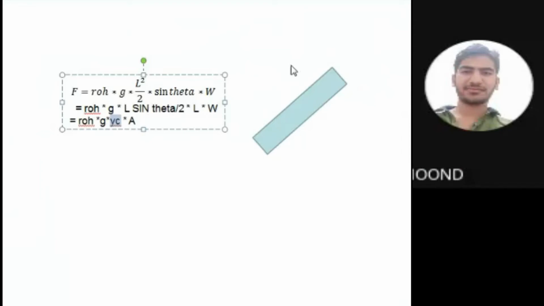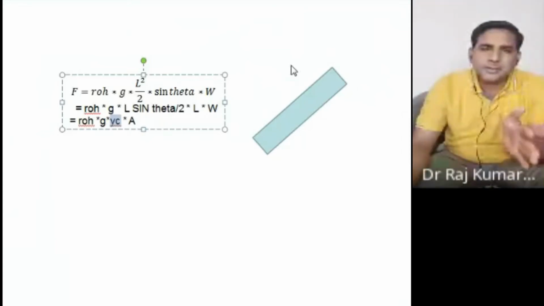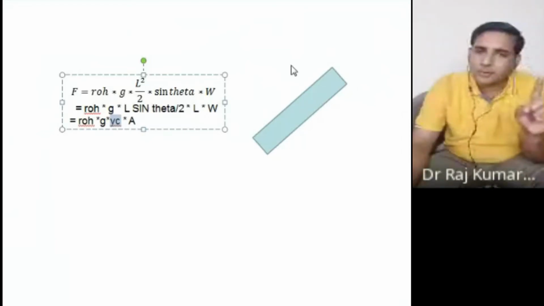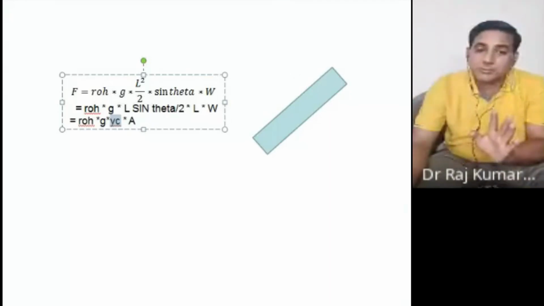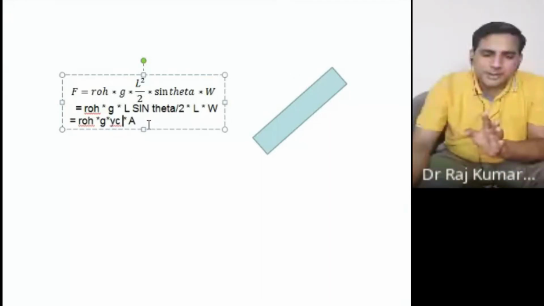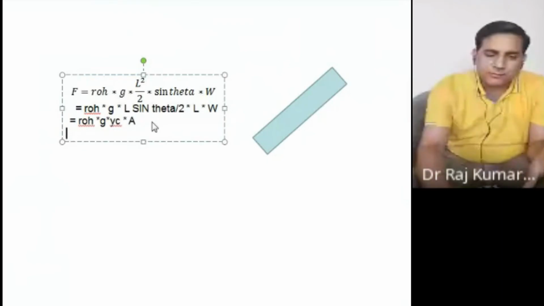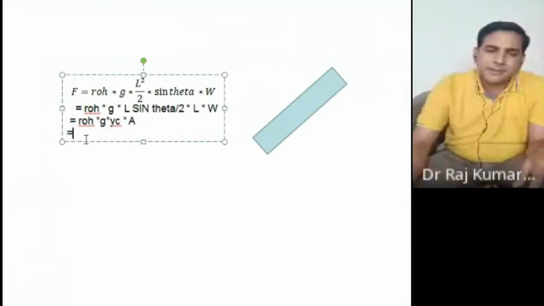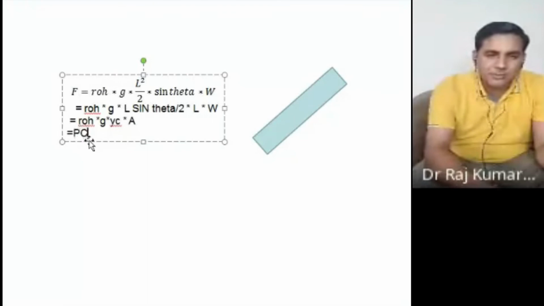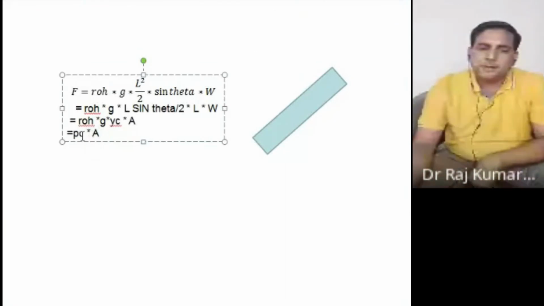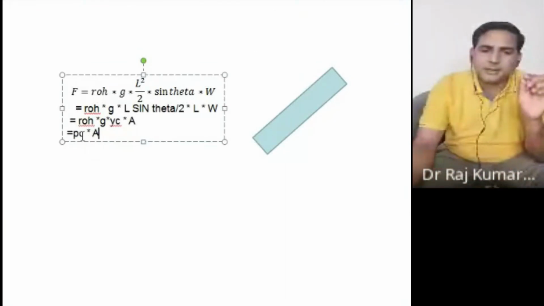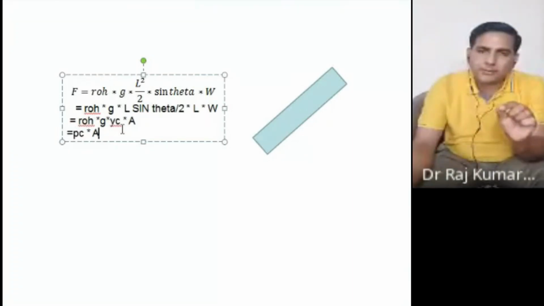It is the y coordinate of the centroid from the free surface. Only from the free surface, not the bottom. That you should make sure. Now you can rewrite it further. So this term is called PC, this term is called PC into A. What is PC? We have given it a name, pressure at the centroid, because now the formula is rho G into YC. YC is the centroid coordinate from the top surface.